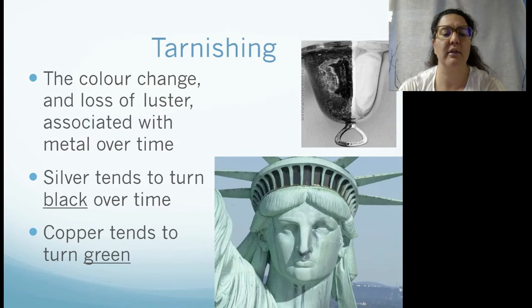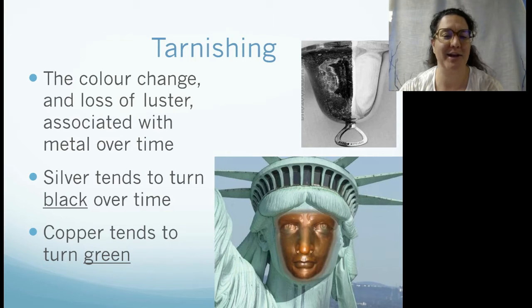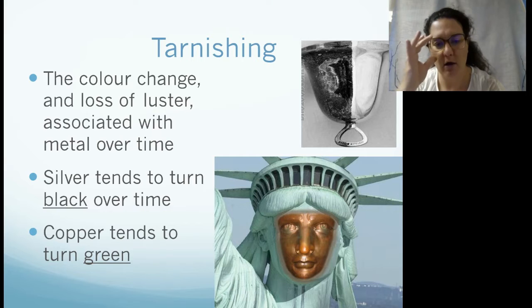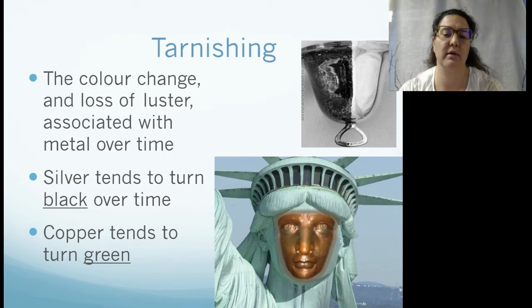Tarnishing is the color change and loss of luster associated with a metal over time. So silver tends to turn black over time, while copper tends to turn green. The Statue of Liberty was once bright and shiny. The Parliament roofs in Ottawa are being refurbished from their tarnished copper green to their bright shiny copper metal look again.